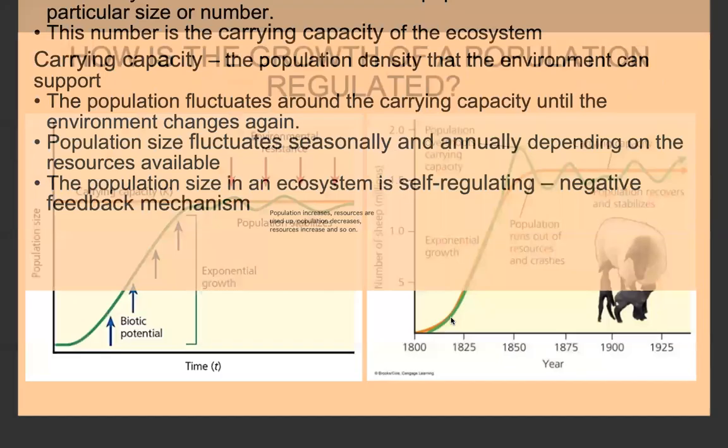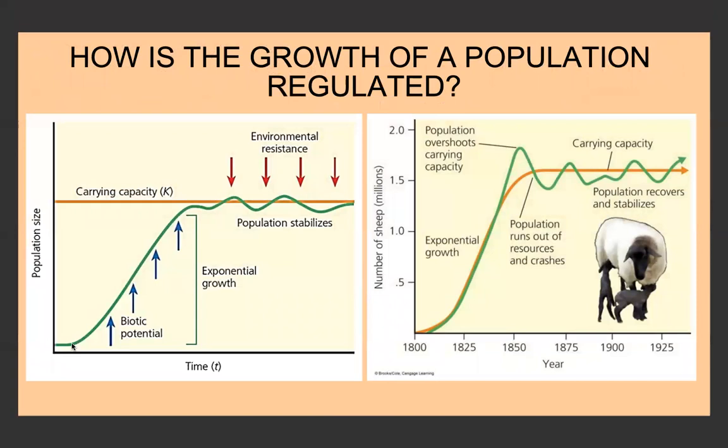So we can see here that it increases exponentially at first, then reaches the carrying capacity and fluctuates around it. But even though it's fluctuating slightly, we say that it is stable because you can see that it's always at a similar level around the carrying capacity. And this is just another diagram.